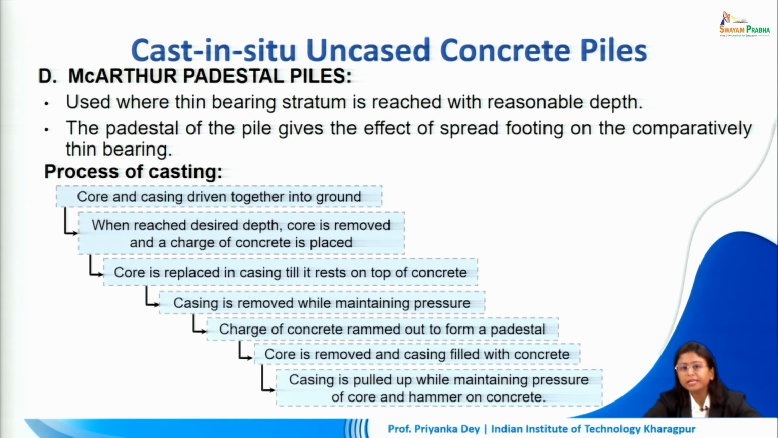The process of making this is that the core and the casing is driven into the ground. When it reaches the desired depth, we charge it with concrete. The core is replaced into the casing till it lands on top of the concrete. We apply pressure and we gradually remove the casing, and this charge of concrete is rammed out to create a pedestal form. Once this is done, we can then finish up by creating the rest of it by filling up with concrete.